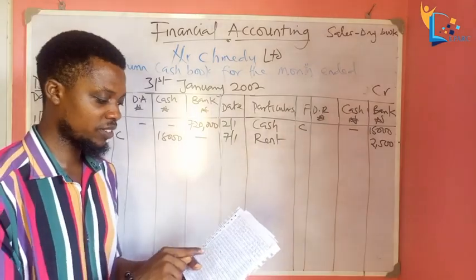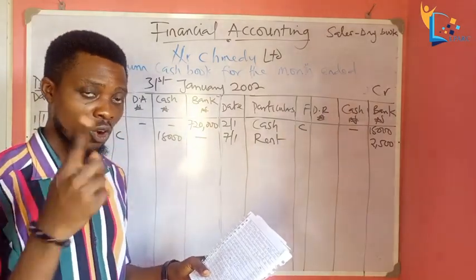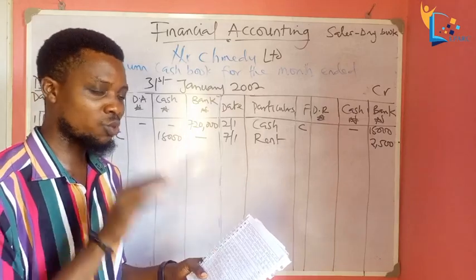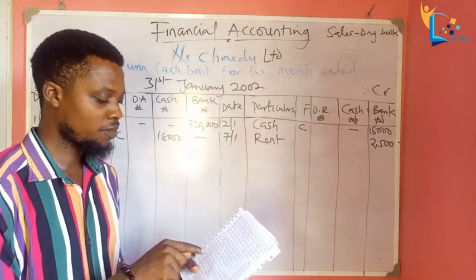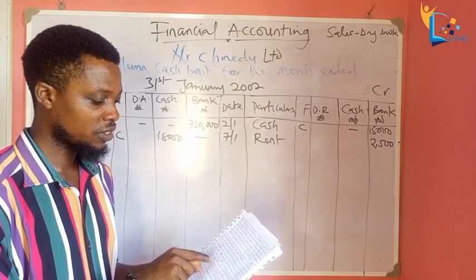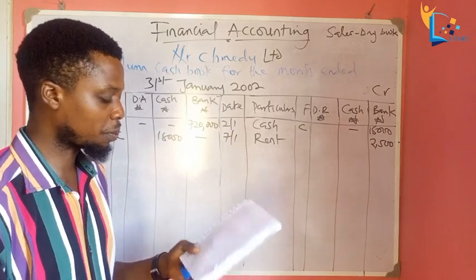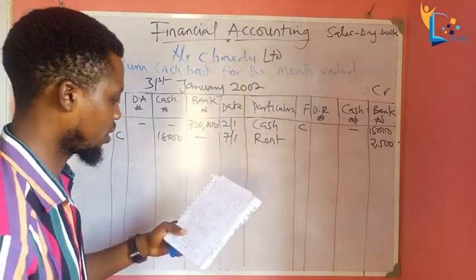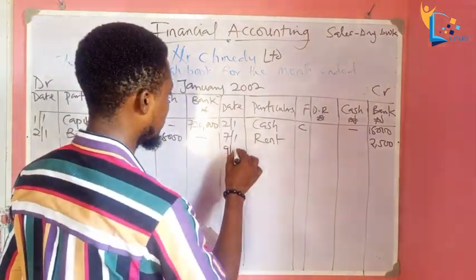Withdraw now, see the difference. The other one was withdraw goods for personal use. So this one is withdraw cash. They are not the same. Withdraw cash from office for personal use. This is drawings. Okay, on the 9th.